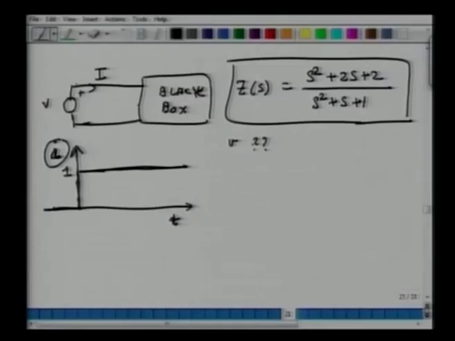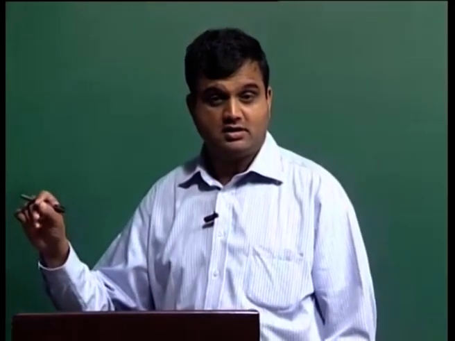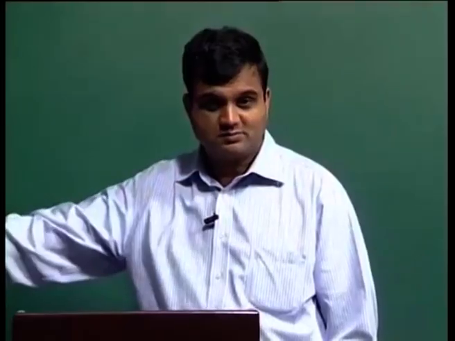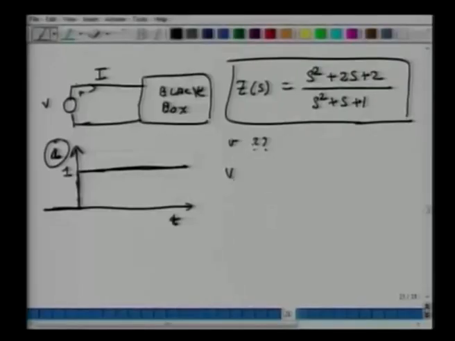In this context we should remember that this is a linear system, right? What does that mean? That if my steady state input, let's say I, is constant, then my steady state output, the unknown V, will also remain constant, because it is a linear system. We are using that feature. So I go to the complex domain and I say V over I equals S square plus 2S plus 2 over S square plus S plus 1.